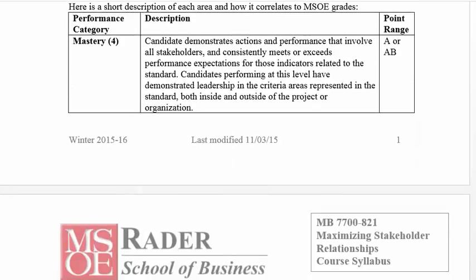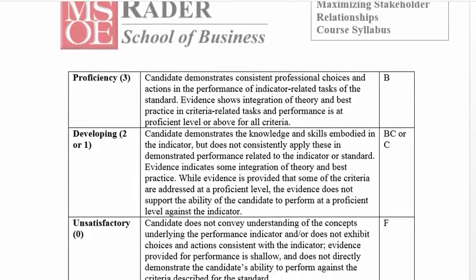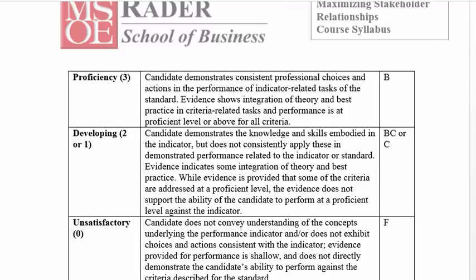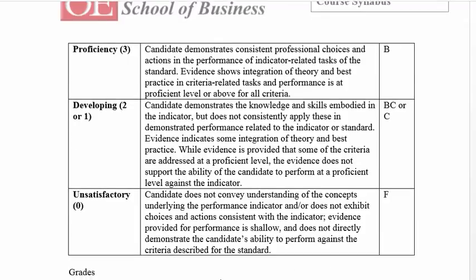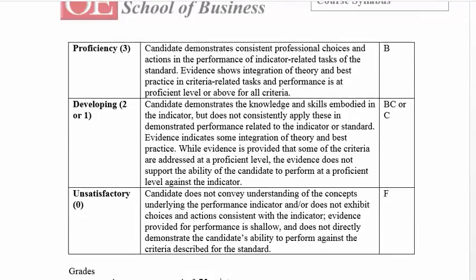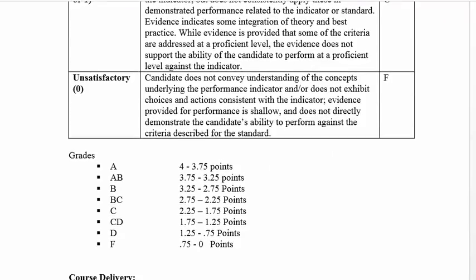You'll also notice here we have the mastery scale. Mastery is a 4, proficiency is a 3, developing is a 2 or a 1, depending on how developing the assignment is, and unsatisfactory is 0. This is usually if it was missed entirely. The grades are on a 4.0 scale, much like a GPA, so I will cover this a little bit more in the grading section for how exactly this works.